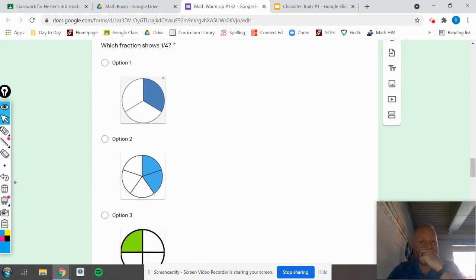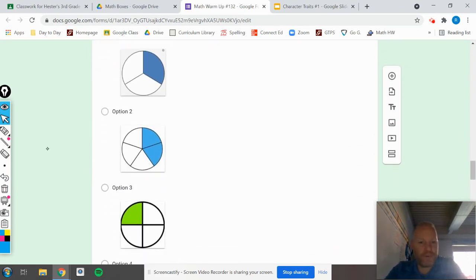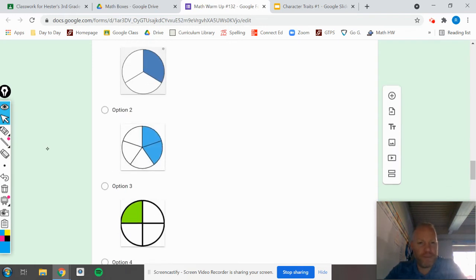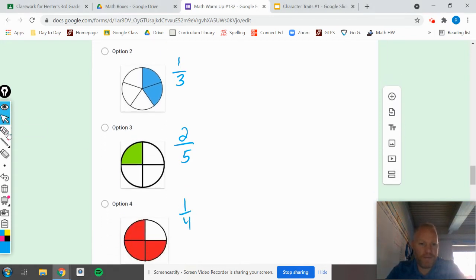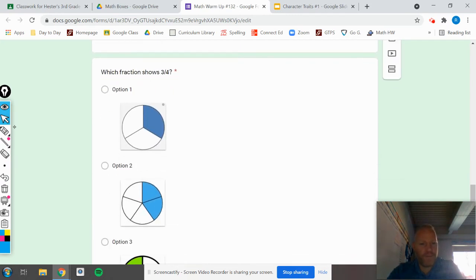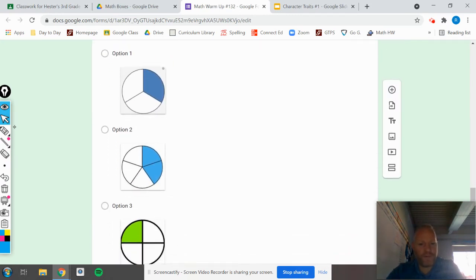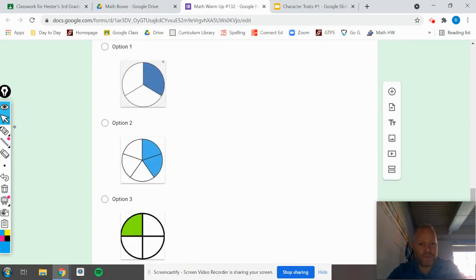What does this fraction show? 1/4. Which one is 1 out of 4? This is 1/3. Here we have 2 out of 5. Here we have 1 out of 4. And here we have 3 out of 4. So which one shows 1/4? Move on down. Which one shows 3/4? We just went through these. Which one shows 3/4?